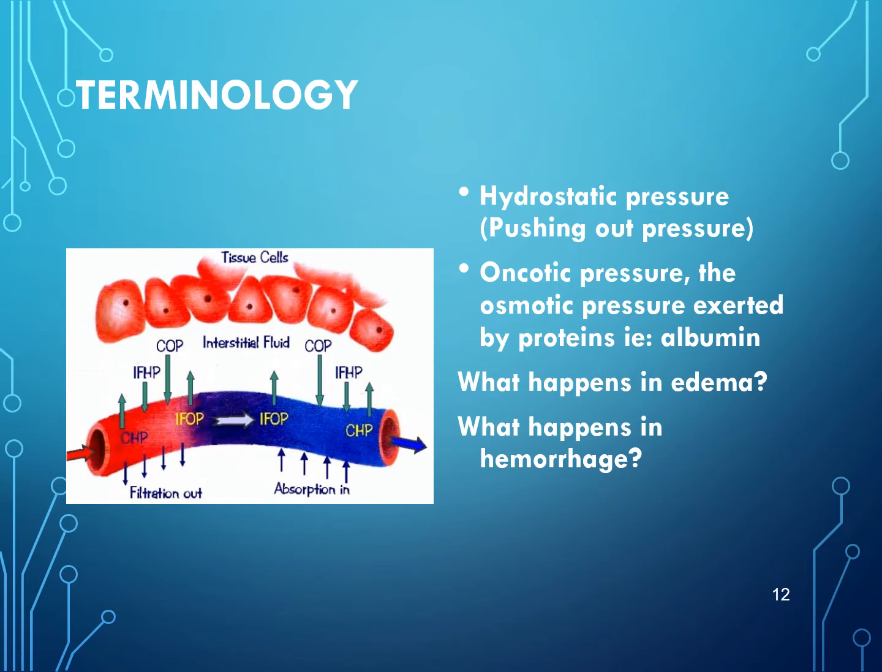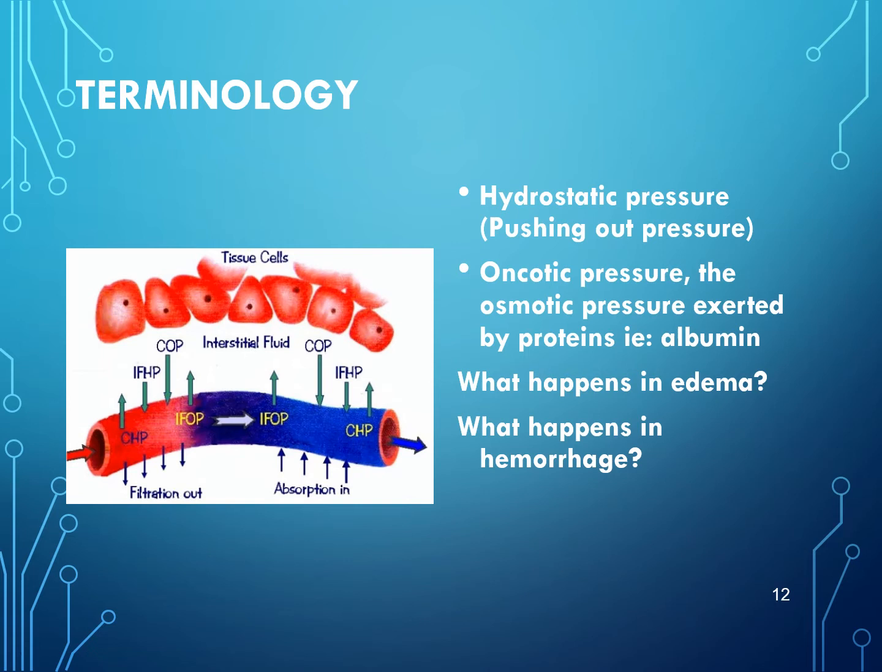Oncotic pressure is the osmotic pressure exerted by proteins such as albumin. So oncotic pressure, it's pulling pressure. It's the opposite to hydrostatic pressure. It's pressure created from plasma proteins and other solutes in the blood, and it holds fluid in the blood vessels. So it's pulling fluid in to maintain the blood pressure. So albumin is a plasma protein and it pumps up the cells. Our goal is to have a balance between the two.